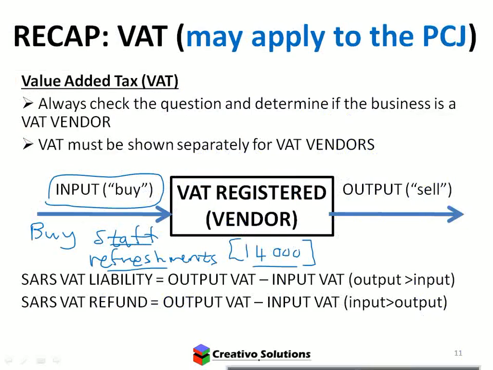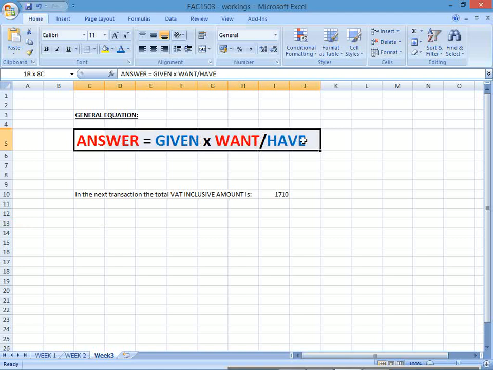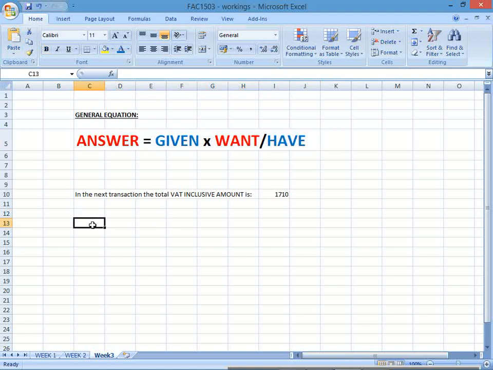Right, what would you have to do? You'd have to work out the VAT. So 1710, that was the VAT inclusive. When you use the general equation, all you need is just a ratio. The ratio that we know is this. VAT exclusive is 100. VAT is 14% in your textbook. It's actually 15 in reality, but we'll use it as is. 15 or 14, doesn't matter. And then VAT inclusive is 114. See, there's the ratio.